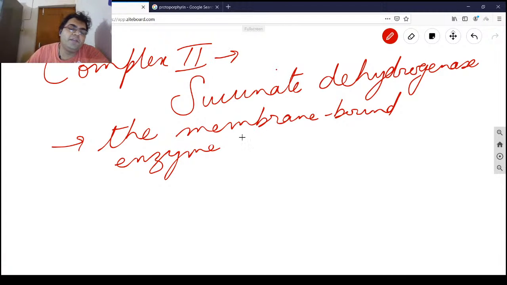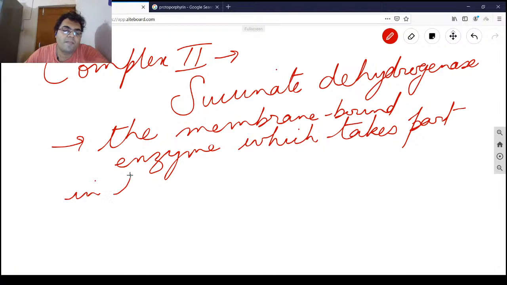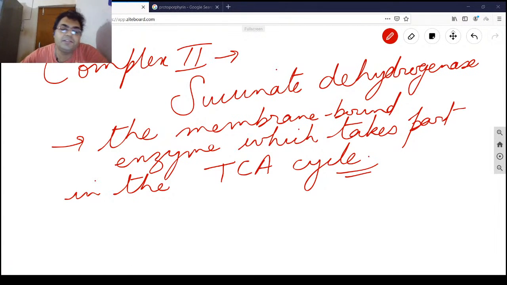Very, very important one-mark question, especially for the competitive examinations, which takes part in the TCA cycle also directly. Okay, and it is directly also present in the ETS, so it has dual function. Okay, now complex 2 does what?